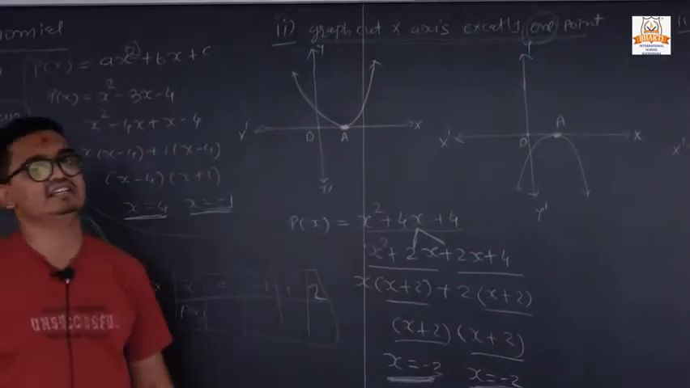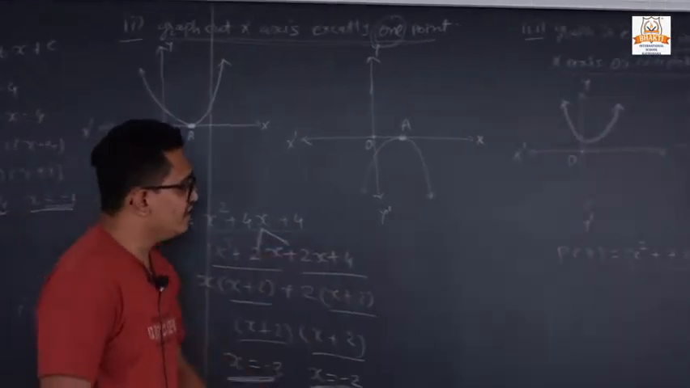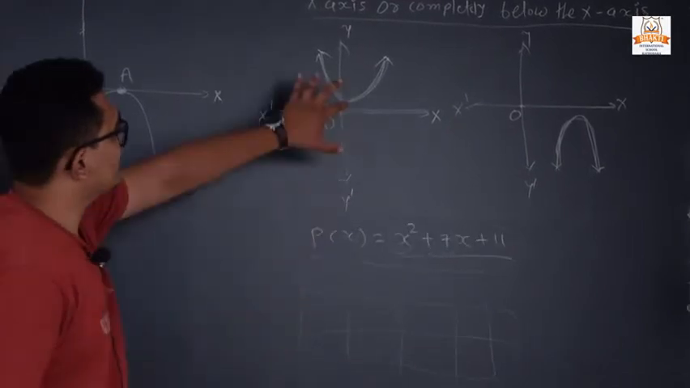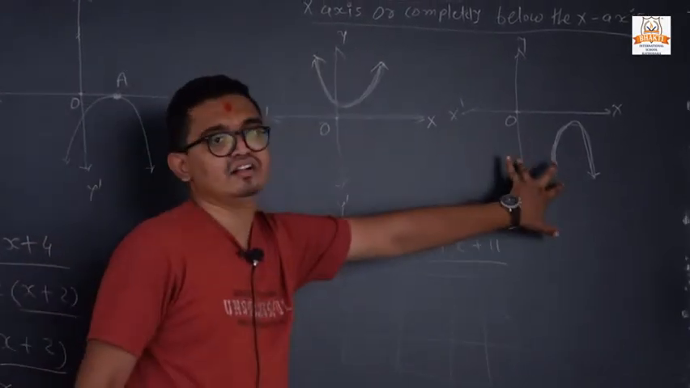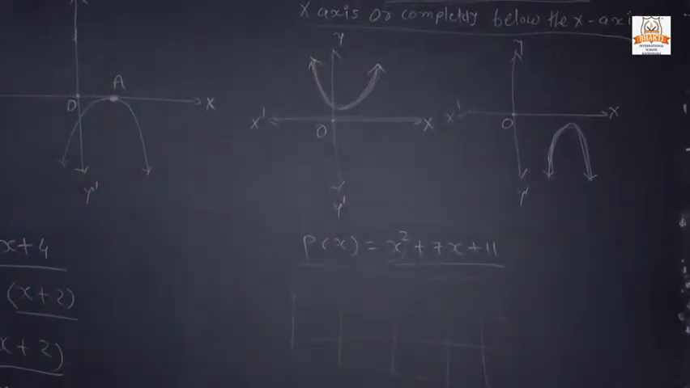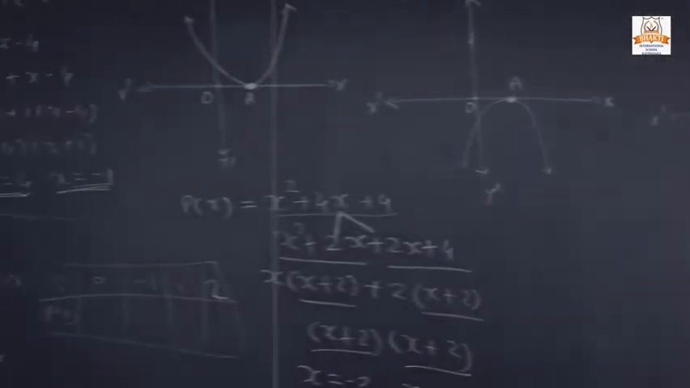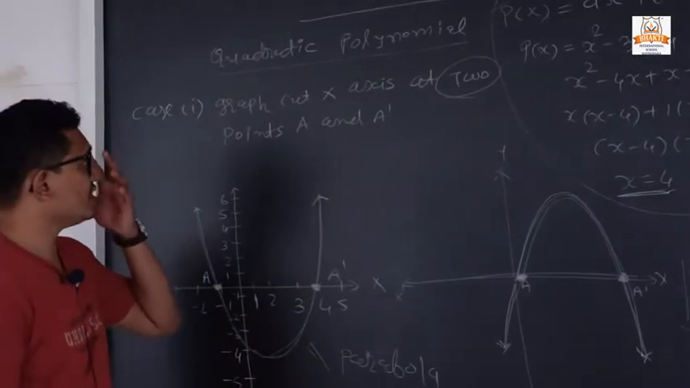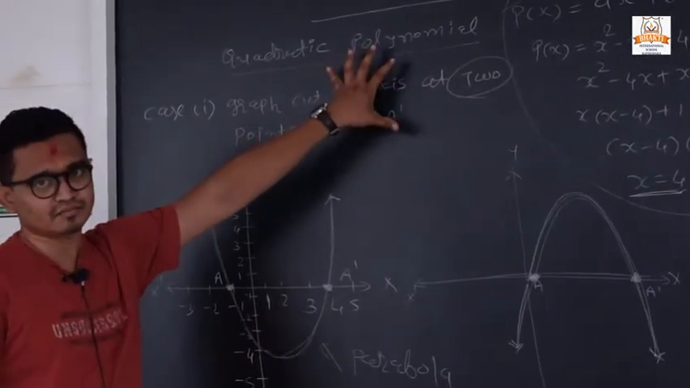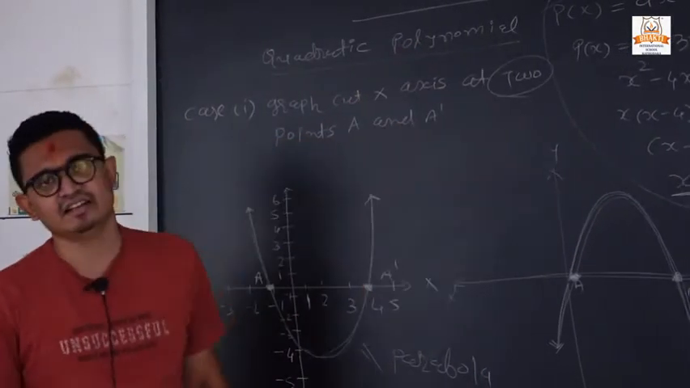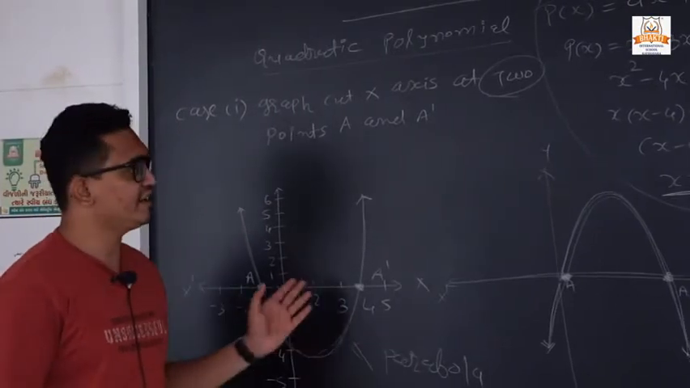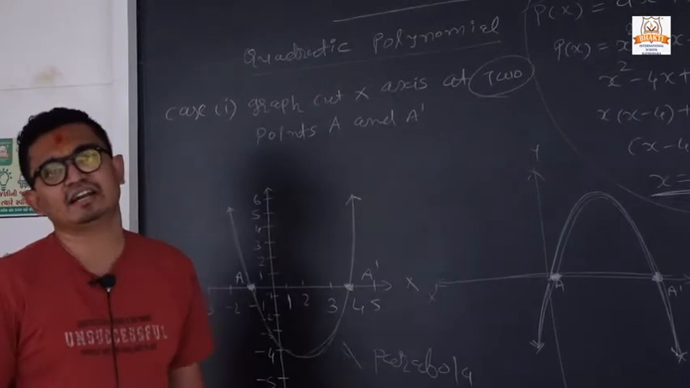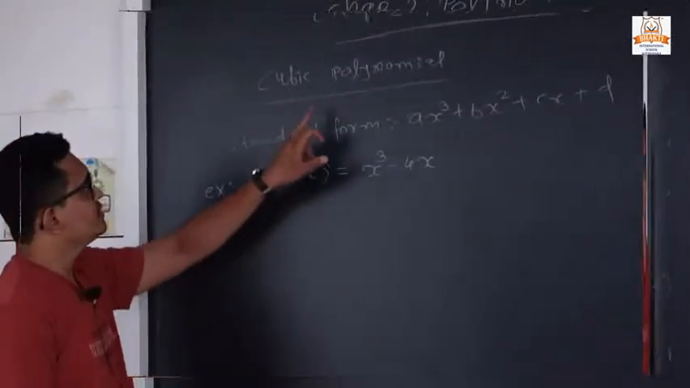And in the last case, if we cannot factorize the quadratic polynomial, the graph is either that form or that form. This is the detail about the quadratic polynomial which is given in your book. They are showing the different cases in your textbook. So now you can get the idea of the different cases of the quadratic polynomial.